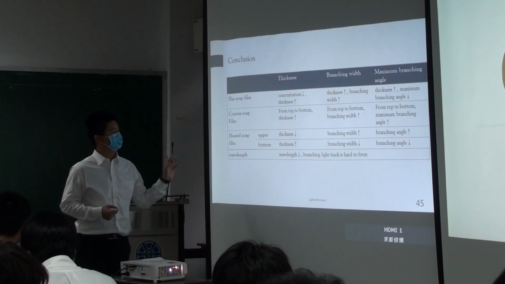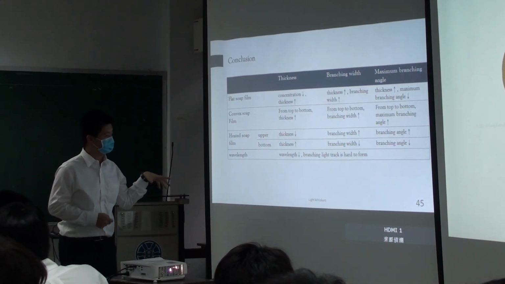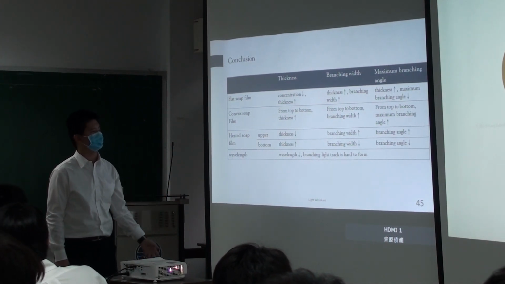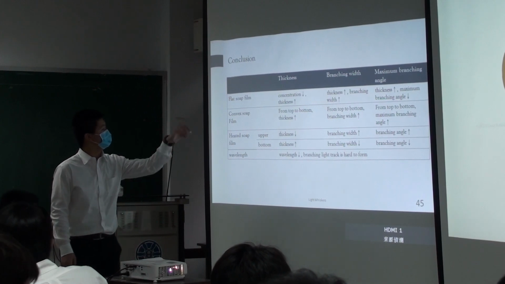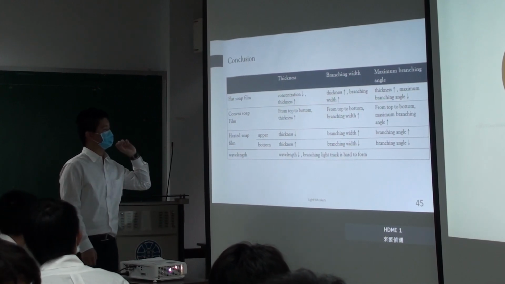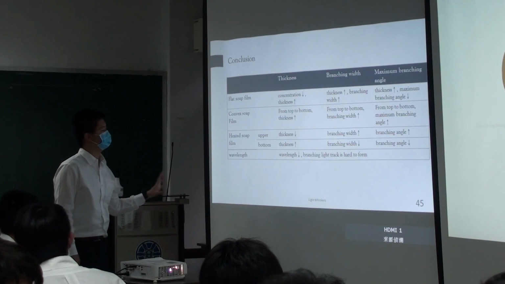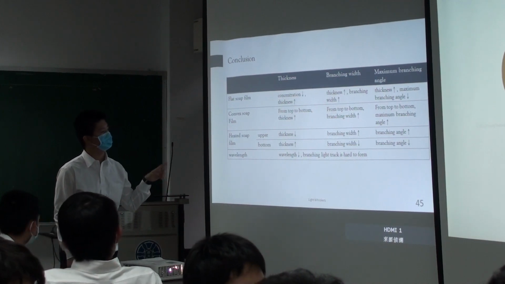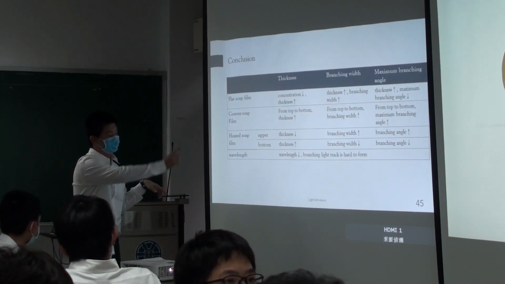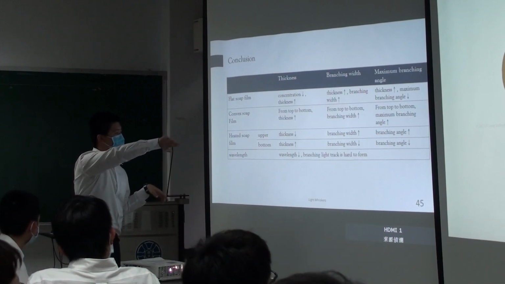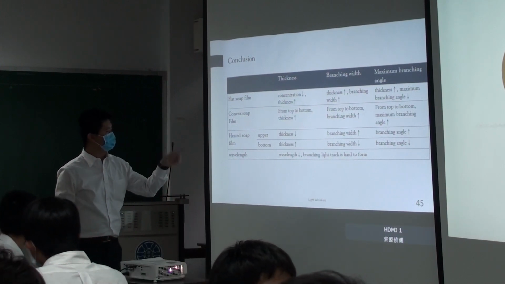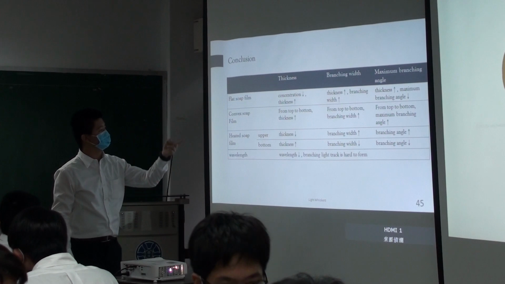For the wavelength, for everything, when your wavelength goes down, the branching light is hard to form. And for the branching width, the flat cell film, when the thickness increases, the branching width increases. And convex cell film, from top to bottom, branching width increases with the thickness. And for heated cell film, basically, branching width increases.